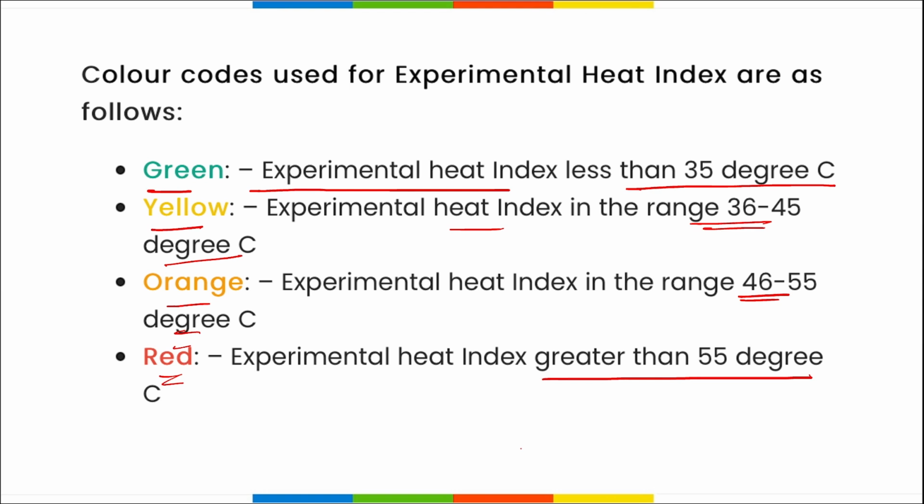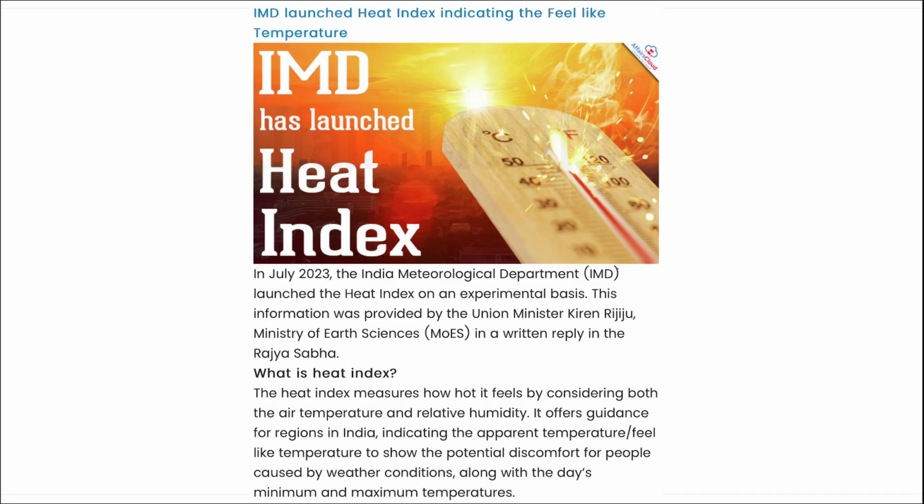A severe heat wave is declared when the temperature is above 40 degrees Celsius, right? And that is 6.5 degrees above normal. A heat wave condition of air temperature will become fatal to the human body when exposed to the heat wave, right? So this is your heat index that you can remember for green, yellow, orange and red, and this was released by IMD, that is your India Meteorological Department.